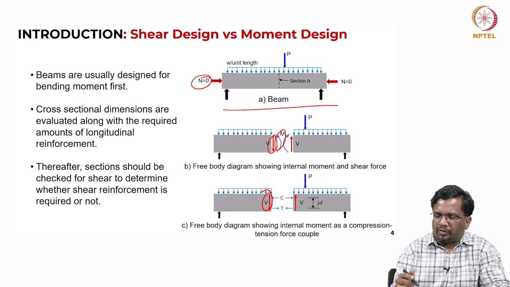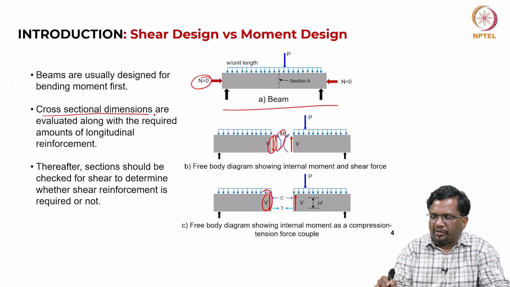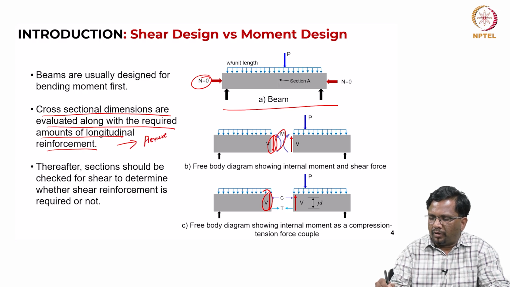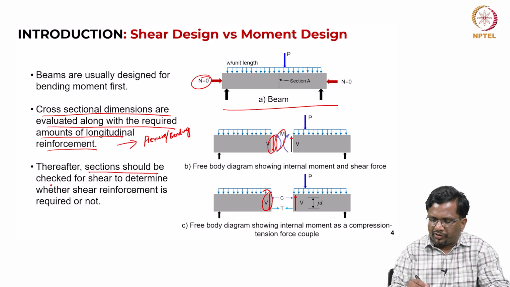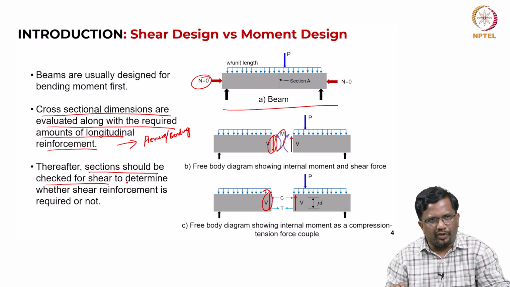Now, whatever the cross section dimensions that we came up with for flexure, we designed them with longitudinal bars. This is for flexure or bending. Then whatever the dimensions that we came up with, we need to check for shear and to make sure that it is not going to fail in shear.